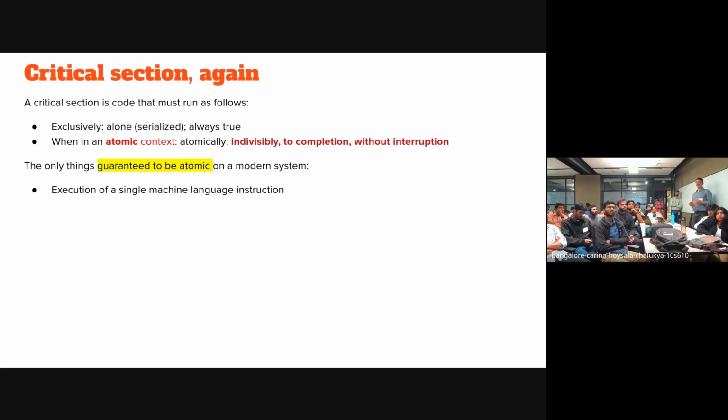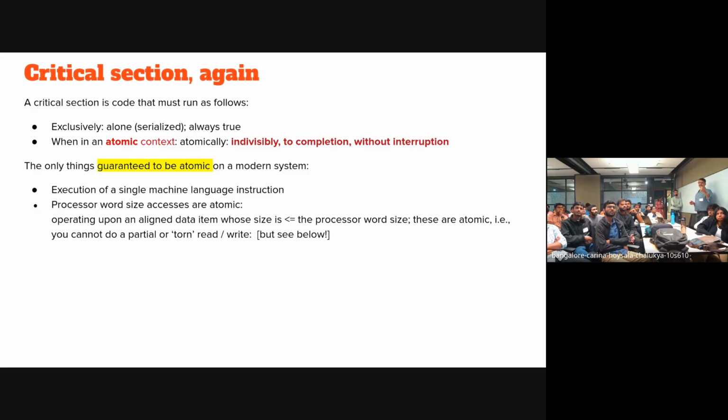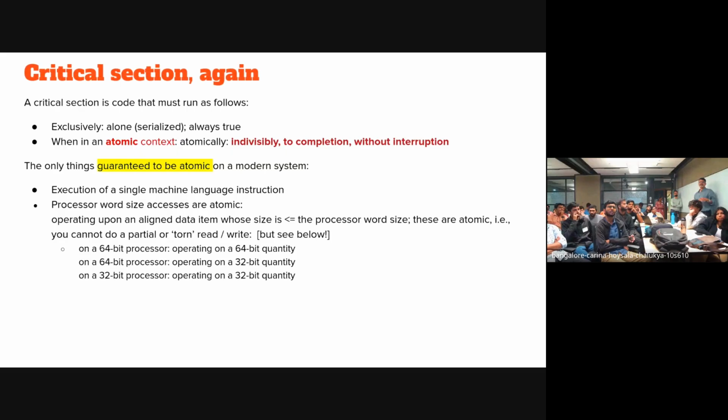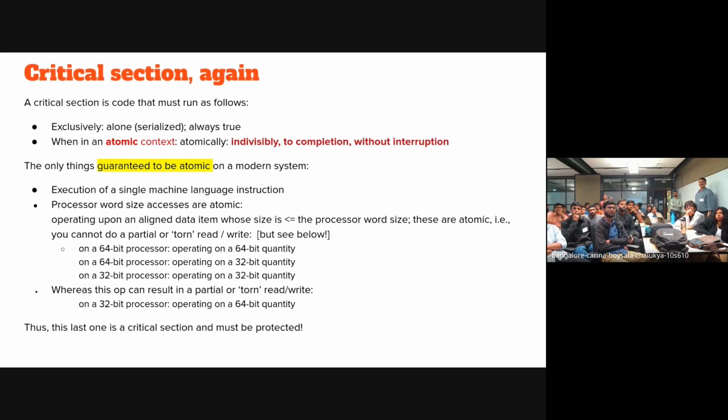Okay, now the next thing: processor word size accesses are atomic. We have all, I guess, been taught that this is the case. If you're on 64-bit and you're operating on 64-bit, it's atomic. 64-bit operating on 32, it's fine. 32 operating on 32, it's fine. But of course, on 32-bit operating on 64-bit is not fine. It will take 2 accesses.